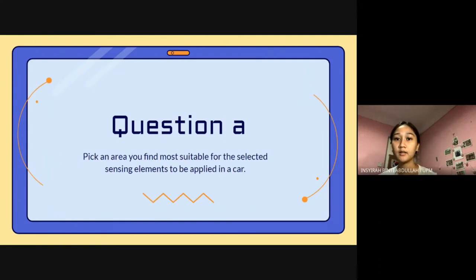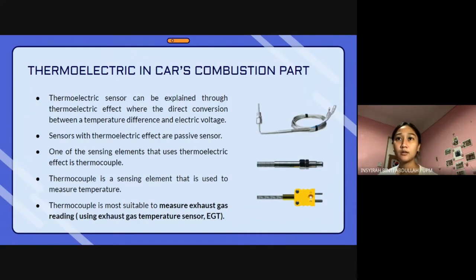For question A, pick an area you find most suitable for the selected sensing element to be applied in a car. Next slide. For this question, we have chosen the thermoelectric sensor, which is the direct conversion of a temperature differential to an electric voltage.